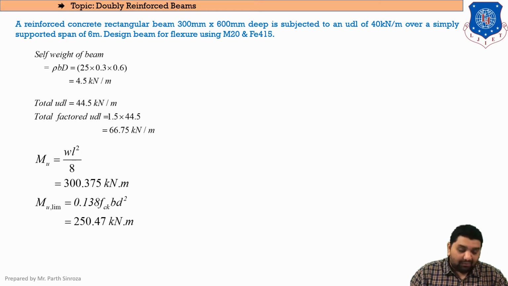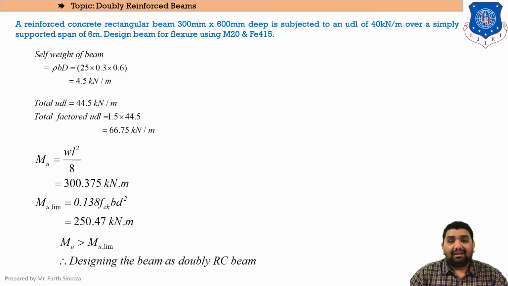So now we'll be finding the value of Mu limb from the equation, that is 0.138 fck bd square. Now how did this value come? From SP16. We are not allowed to use SP16, so we will be directly remembering this value for Fe415 steel. So for Fe415 steel, the value will always be 0.138 fck bd square. So the Mu limb value comes out to be 250.47 kilonewton meter. Mu was 300.375 and Mu limb comes out to be 250.47. So Mu is greater than Mu limb, so we will be designing it as a doubly reinforced section.